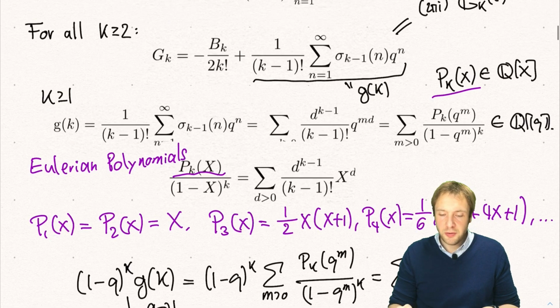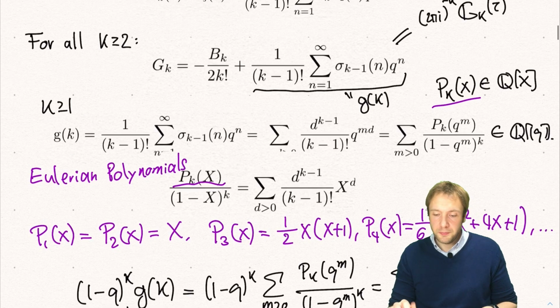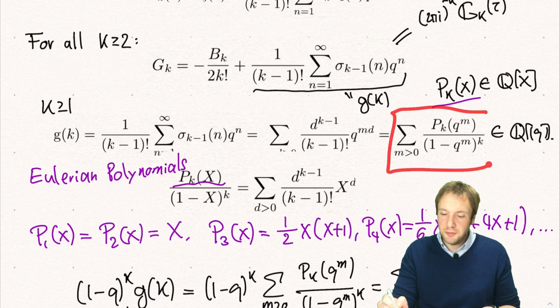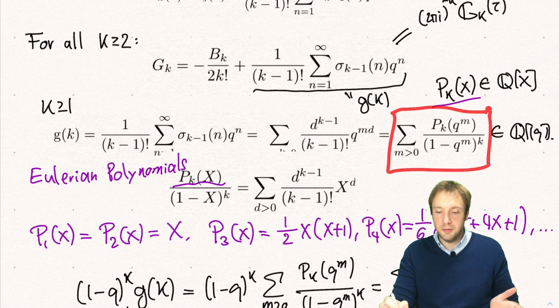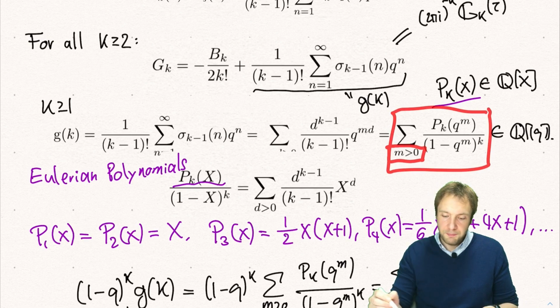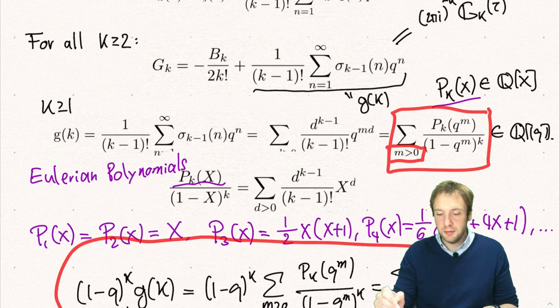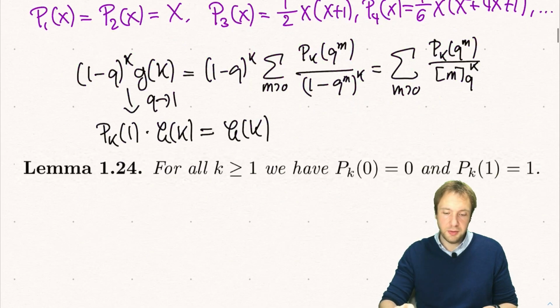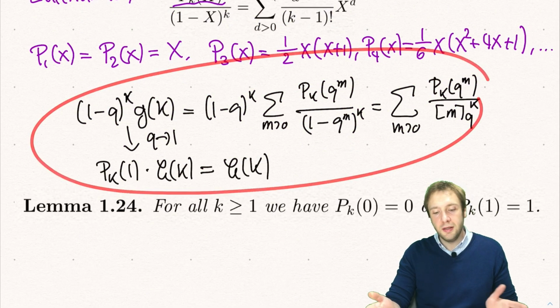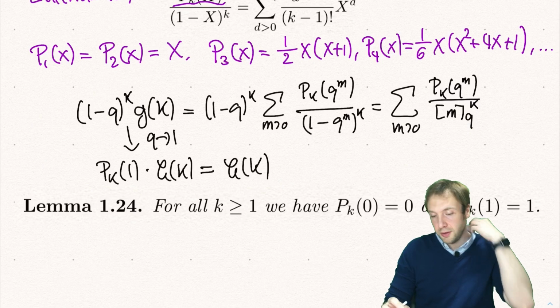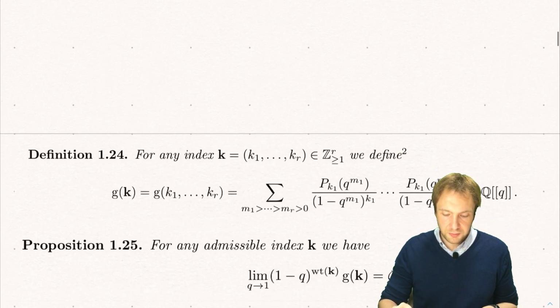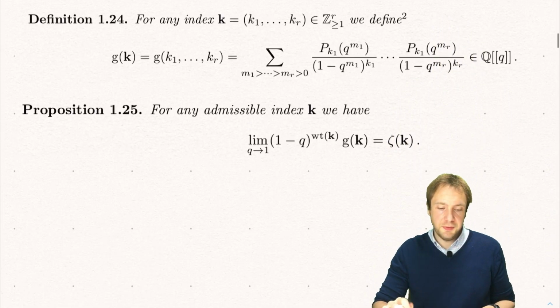But what we want to do now is define the multiple version, and the idea is just to replace this single sum here by a multiple sum, by just taking the sum over ordered m's here. With the same argument as here, these will give modified q-analogues of multiple zeta values. And this is this definition.